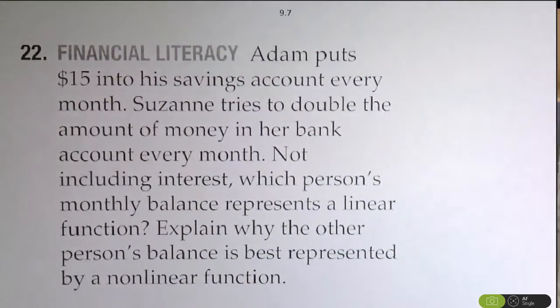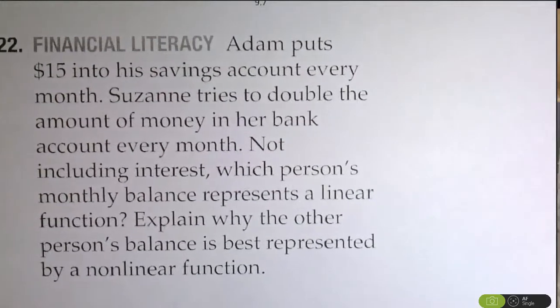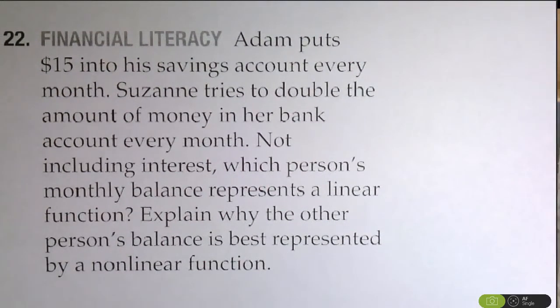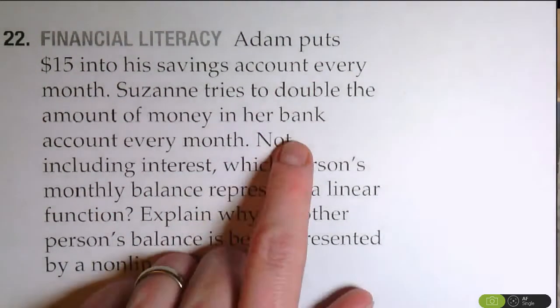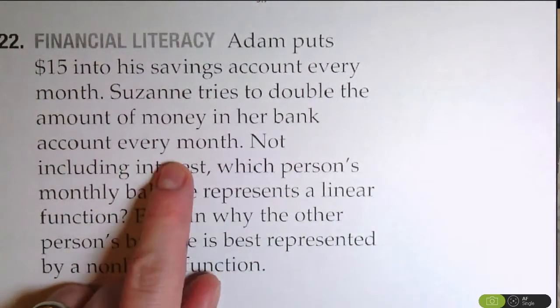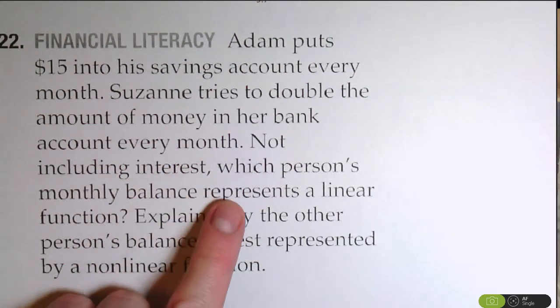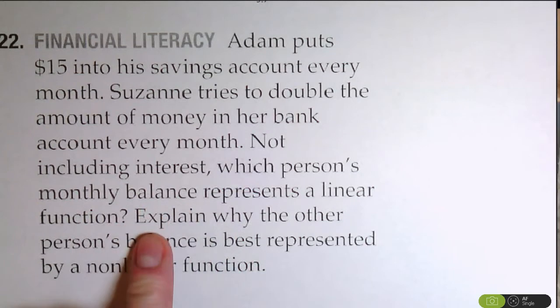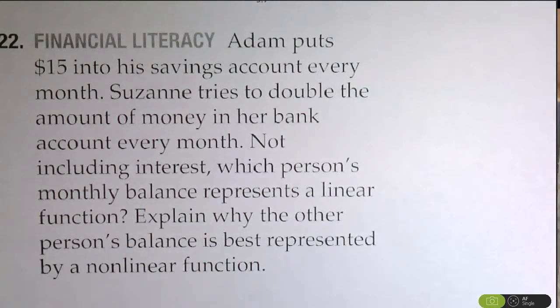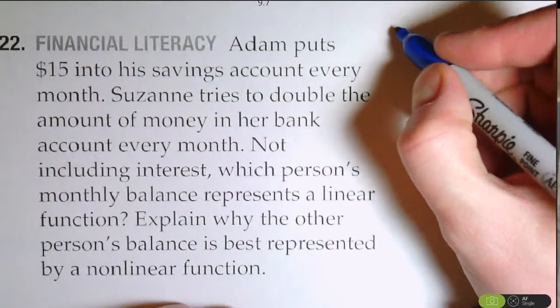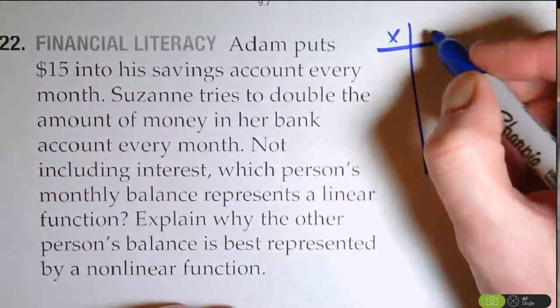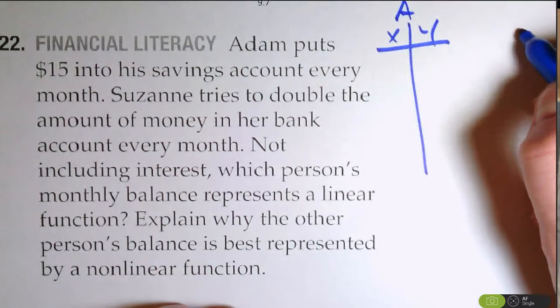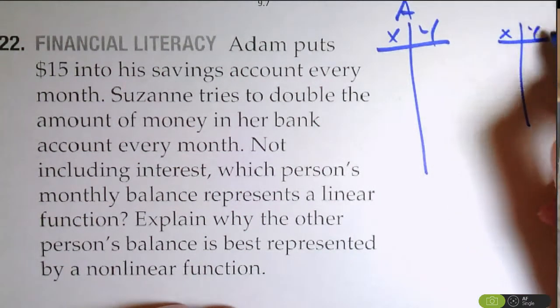All right, and then the last example to take a look at, number 22. Oh, this barely fits in here. Adam puts $15 into a savings account every month. Suzanne tries to double the amount of money in her bank account every month. Not including interest, which person's monthly balance represents a linear function? And explain why the other person's balance is best represented by a nonlinear function. Well, let's look at Adam's as a table. And then we'll look at Suzanne's as well as a table.